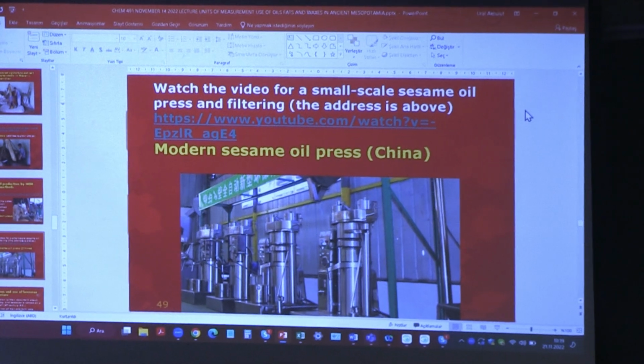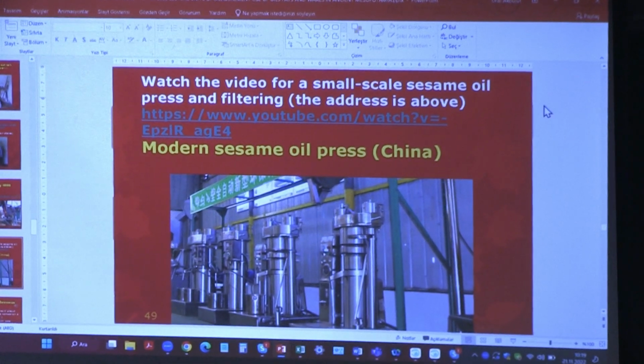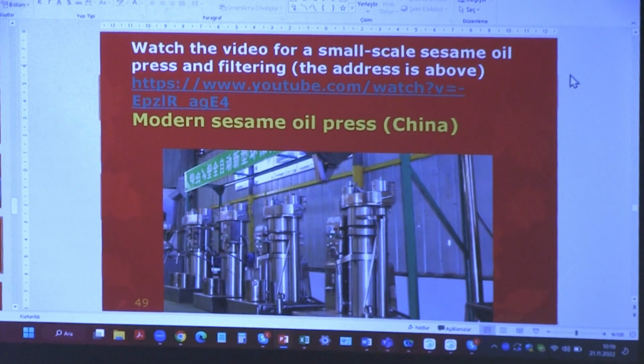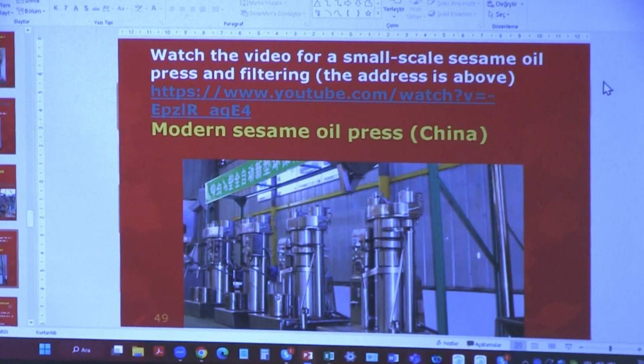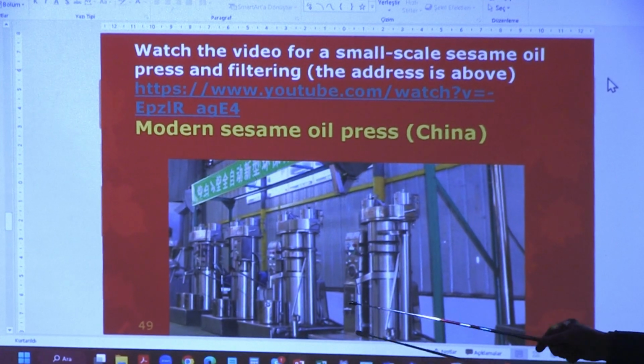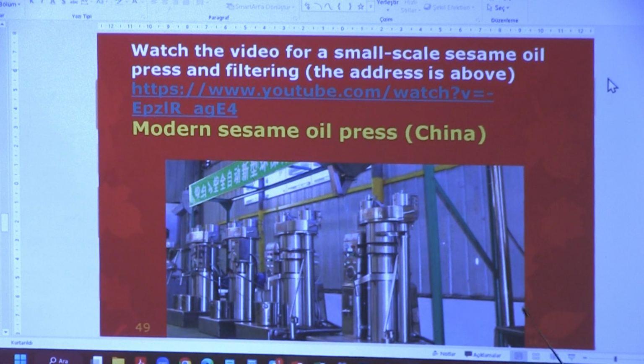Now, this is a modern factory in China. That's how it shows us how they use these presses, all under perfect conditions, very clean, and everything was disinfected. Let's see that video also. See the difference.